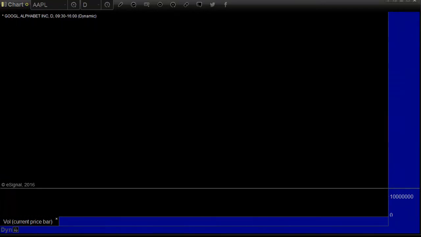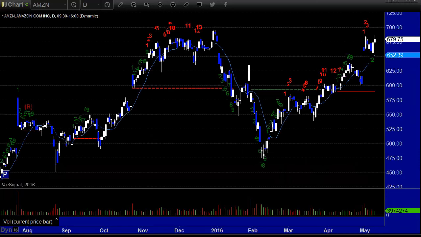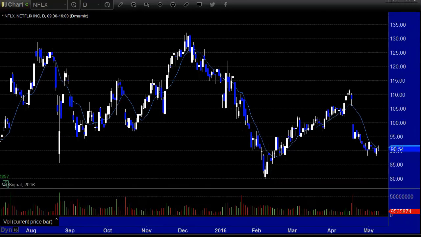Google up 3.95, making its way back up. Apple literally up 7 cents, closing at 92.79. Again, watch that 92 level on Apple. Every time it breaks that, that could be trouble. Amazon gained 5.80, coming near the all-time high once again. Netflix lost 30 cents, which is basically a non-event.